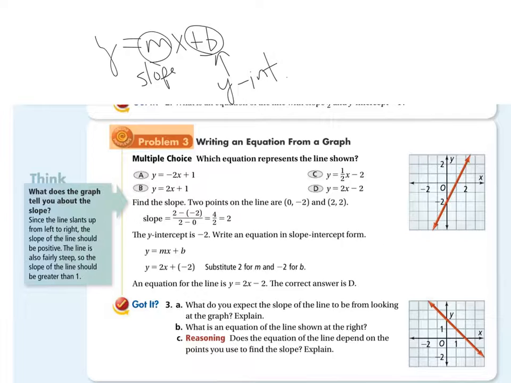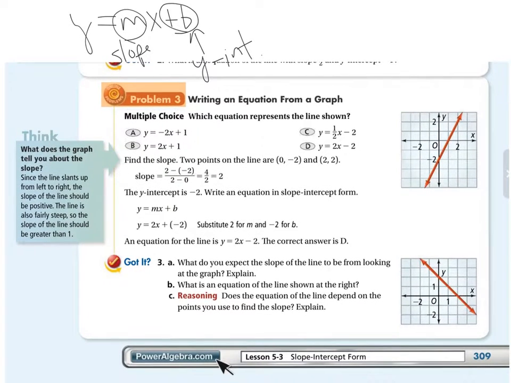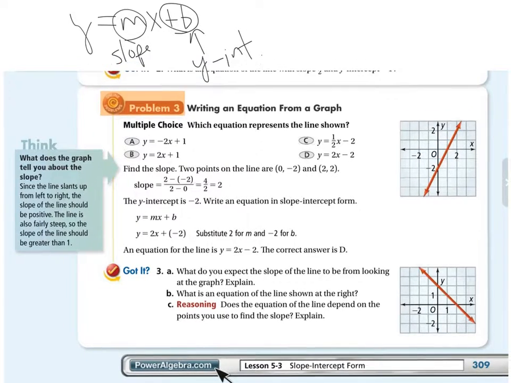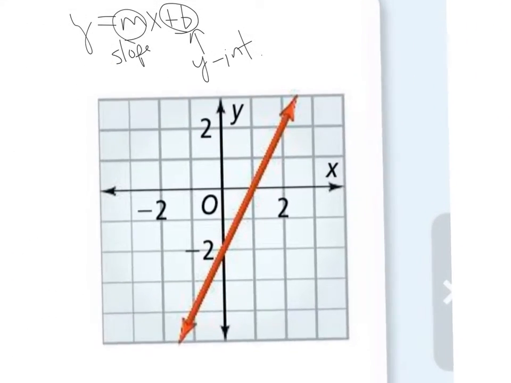Remember, if they're subtracting, we can always add the opposite to make it easier for us to see what our y-intercept is. So if you look at problem 3, which equation represents the line shown? What we're going to be doing, looking at those equations, is we're just going to look and see what the slope and y-intercepts of those lines are. Looking at our graph, what our slope and our y-intercept are.